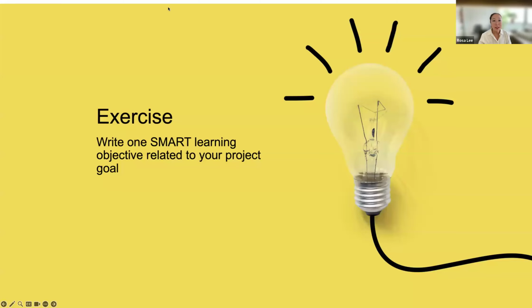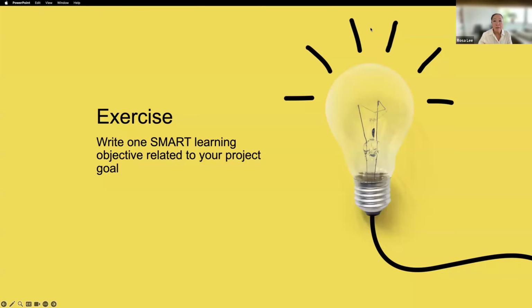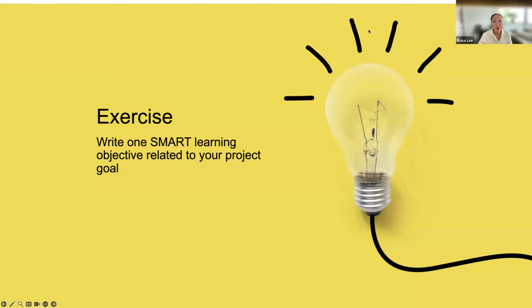Okay, so going back, if you have your sentence, I would love for you to indulge me with this exercise. Go back to your first sentence, which was pretty general, and think about whether you might be able to generate at least one SMART learning objective related to that project goal. So you can take a minute to just write that down.